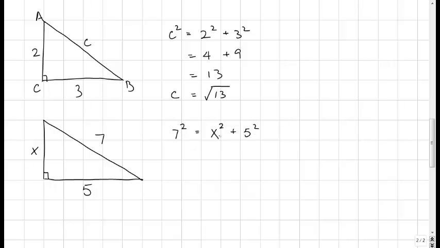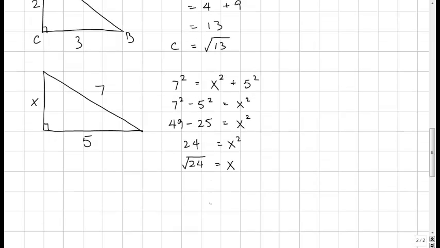So if I want to solve for x, I need to get x squared on its own first. So I'm going to subtract 5 squared from both sides. And then I can figure out what 7 squared is, 49, and 5 squared is 25, and I get x squared equal to 24. So if I know that something squared is equal to 24, I can take the square root of both sides, and I can get x equal to the square root of 24, which is almost 5, because the square root of 25 would be 5.